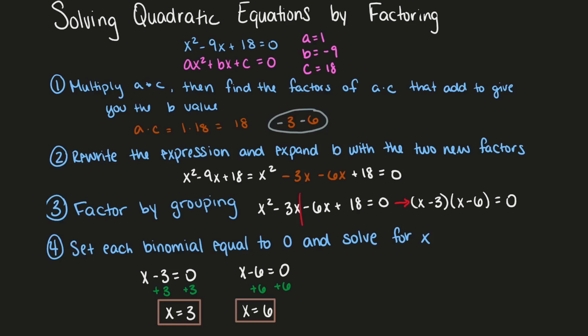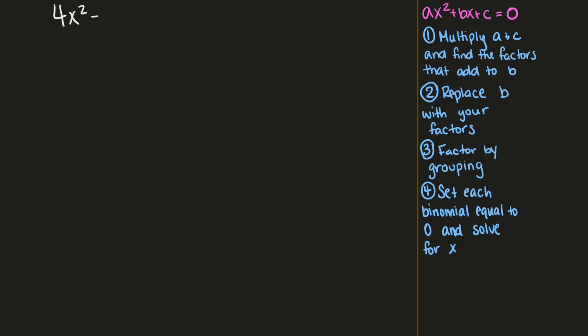Let's take some examples. Our first example is 4x squared plus x minus 3 equals 0. Let's start by identifying our a, b, and c terms. Remember, our equations are in the form ax squared plus bx plus c equals 0. So here our a is equal to 4, our b is equal to 1 since there's nothing in front of our x, and our c is equal to negative 3. We have that minus 3, so we want to make sure we include that.